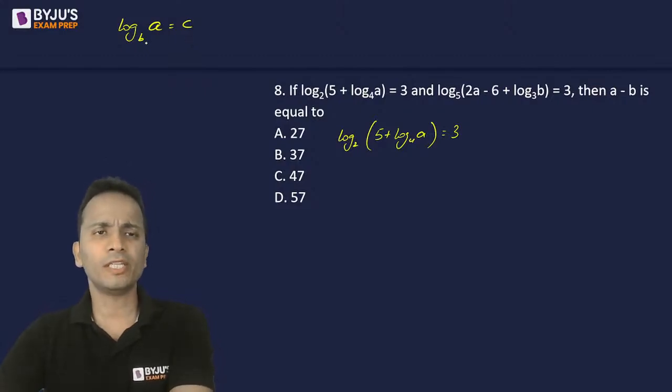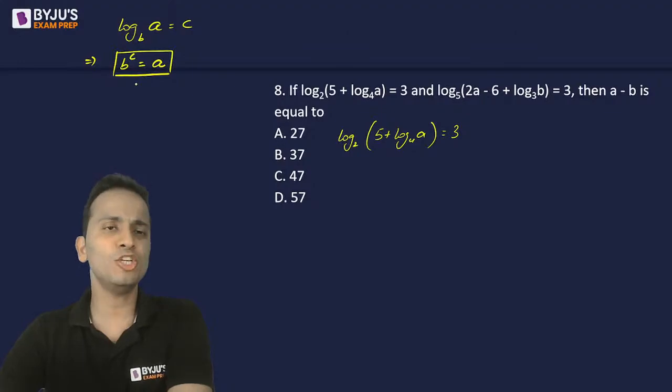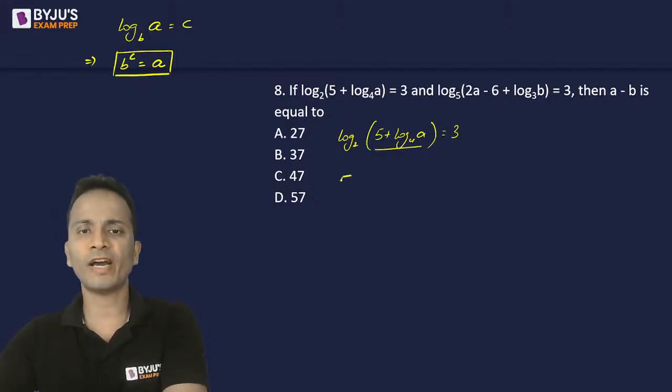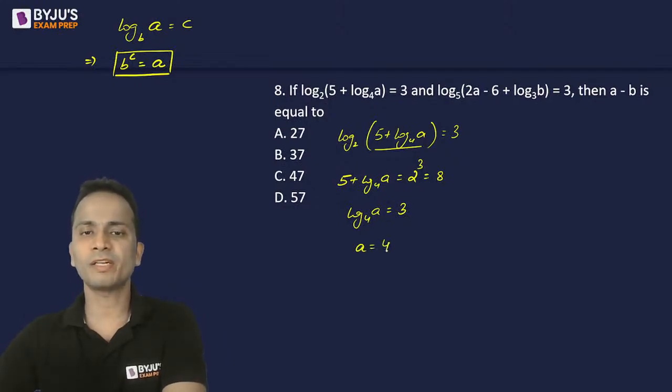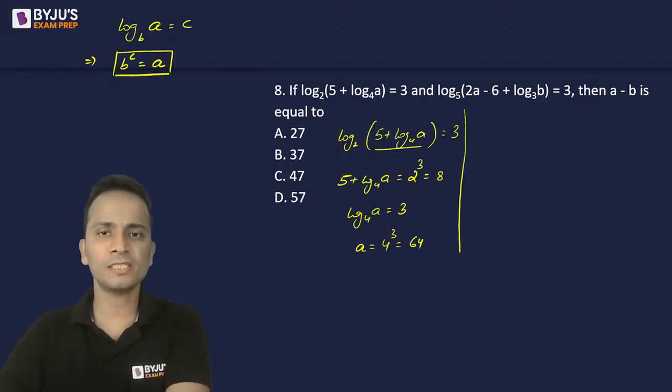Now I'm writing the property that I'll be using in this question. So log of a to the base b is equal to c, if this is given, then this implies b raised to the power c is equal to a. Okay. So this is the basic property of logarithms I'll be using. Ajay has already given an answer. So I'll start. This will be equal to 5 plus log of a to the base 4 equal to 2 raised to the power 3, that is 8. Simplifying this, log of a to the base 4 is equal to 8 minus 5, that is 3. So the value of a will be 4 raised to the power 3, that is 64. So 64 is the value of a. Okay, this is the first part.